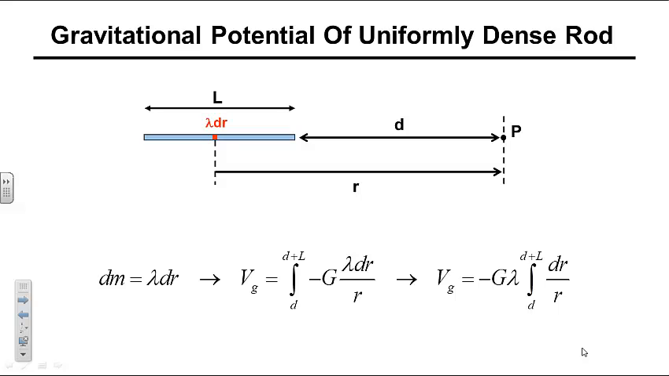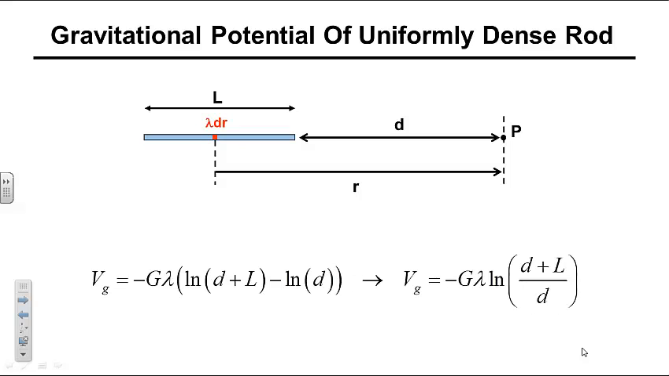The variables dm and dr are related by the mass density of the rod. Let's denote the mass density by the variable lambda. Substitution of this relationship allows us to simplify our integral to one that depends upon the variable r only. Furthermore, since the rod is uniformly dense, we know that the density of the rod is constant at every point in the rod. Thus, lambda is a constant for the integral.